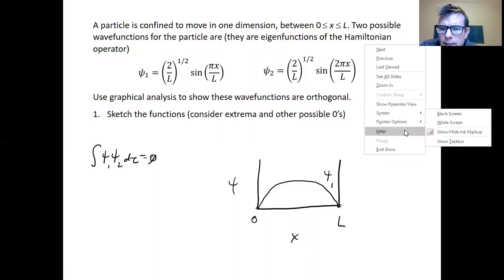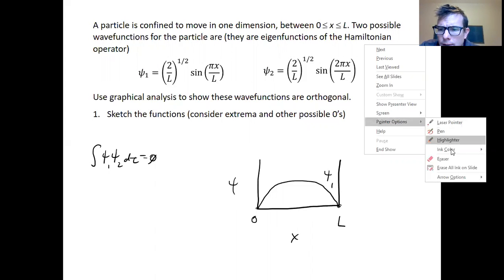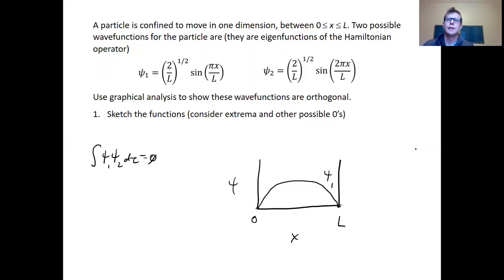If I plot psi2, it is also a sine function. Right? So at x equals 0, psi2 is 0. If I plug in x equals L, the sine of 2 pi is 0. And what you might recognize is that there's one other 0 in this function. If I plug in x equals L divided by 2.